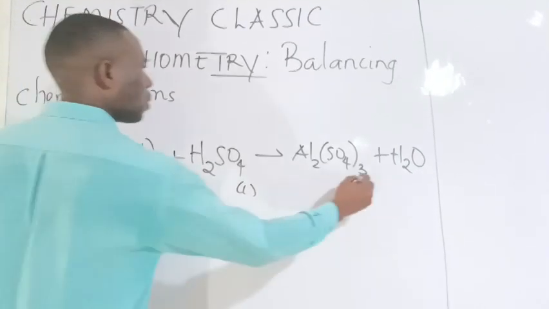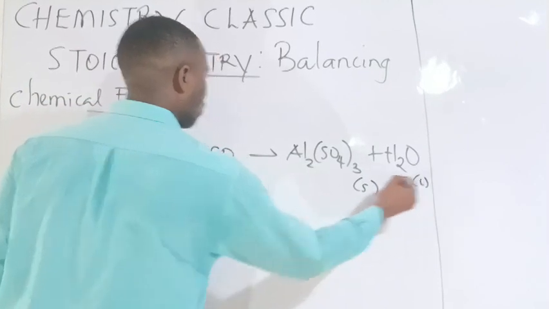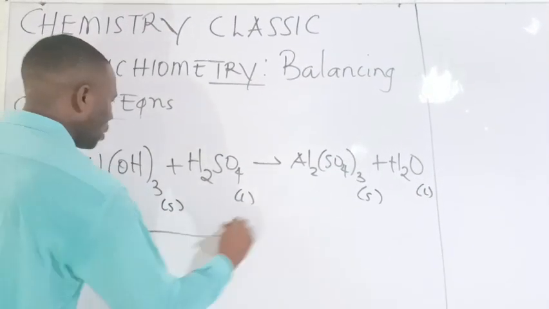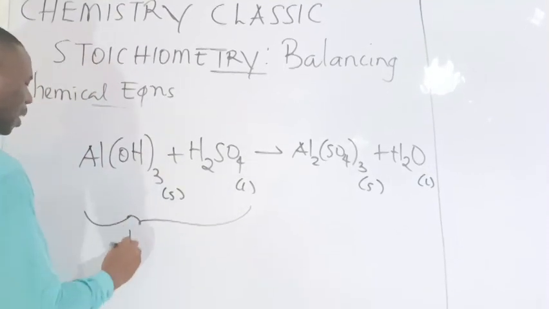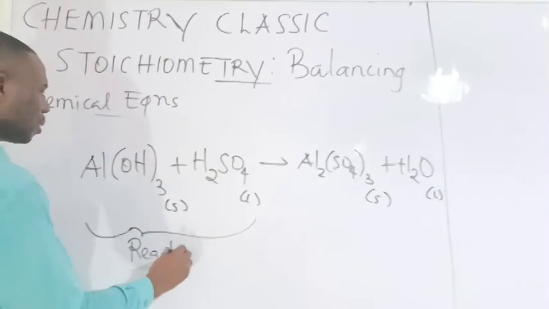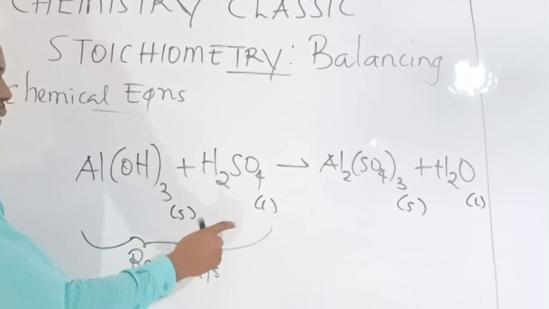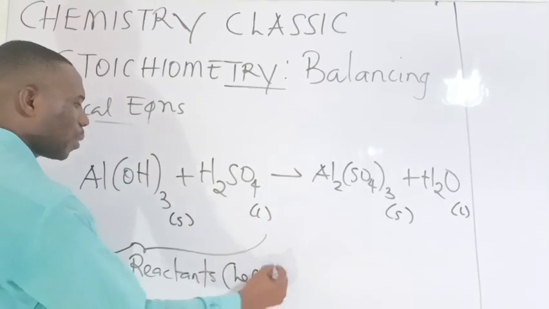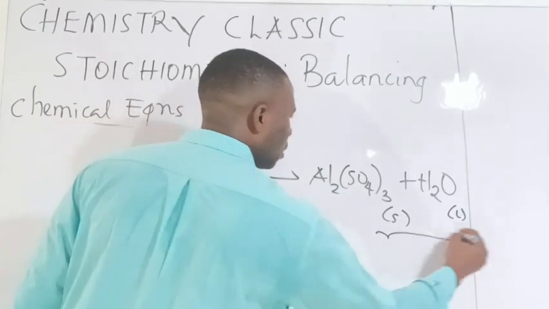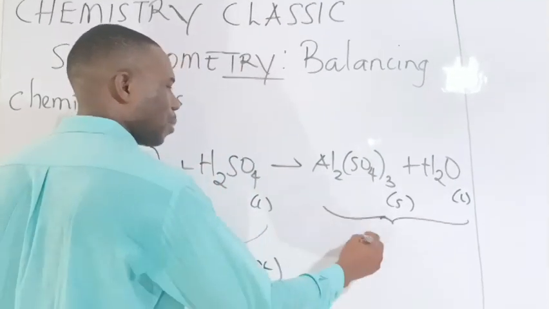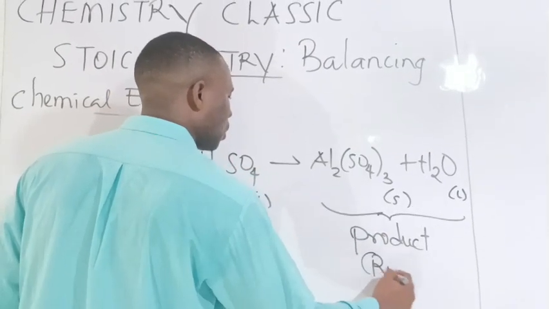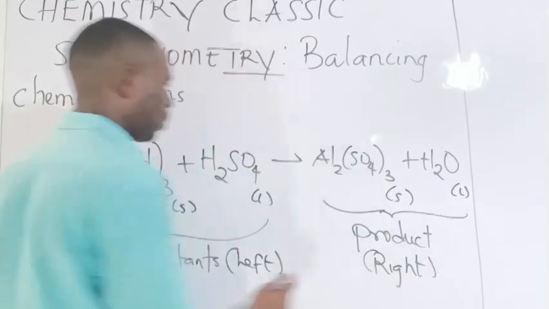Solid, liquid, solid, liquid. Alright, so the terms on the left side are the reactants. These are the reactants. And of course I have the terms on the right, that's the products. So how do I balance this up?